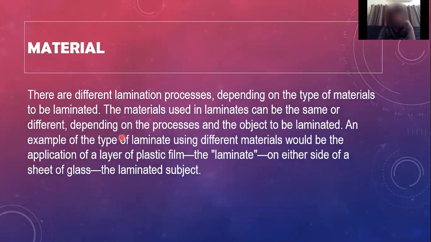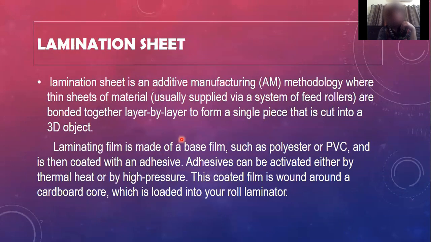laminated. An example of a type of laminate using different material would be the application of a layer of plastic film or a sheet of glass. Basically, there are two important types of lamination: plastic film or sheet of glass. Then with the help of these two types, we laminate the object or the subject.